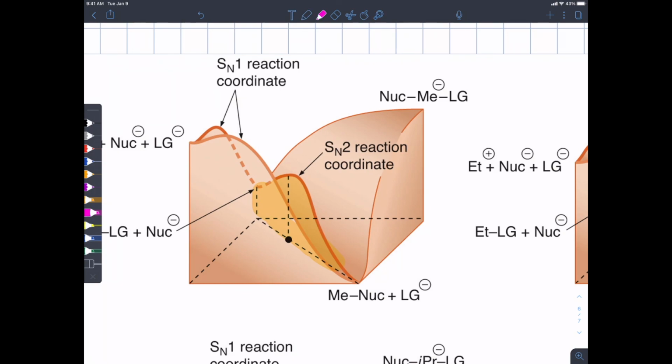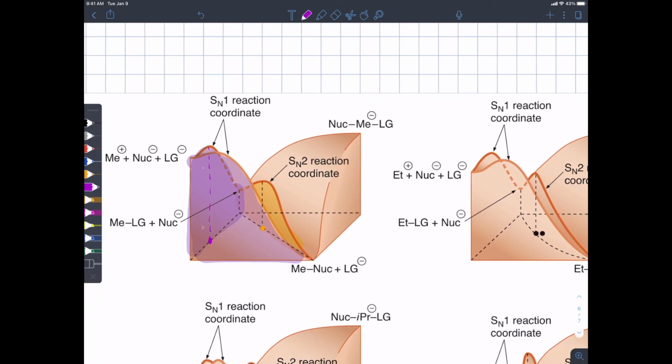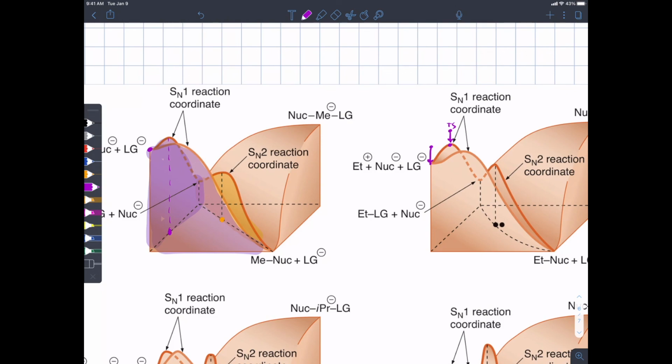Here, on the other hand, is the SN1 reaction coordinate, where we first have the leaving group leave, and then in a subsequent step, the nucleophile comes in. Those are the two pathways. Now, this is the SN2 transition state, whereas this would be the SN1 transition state. What happens as we go from methyl to primary? Well, the stability of that carbocationic intermediate will have lowered. That's going to lower the energy of the transition state and make that reaction faster.